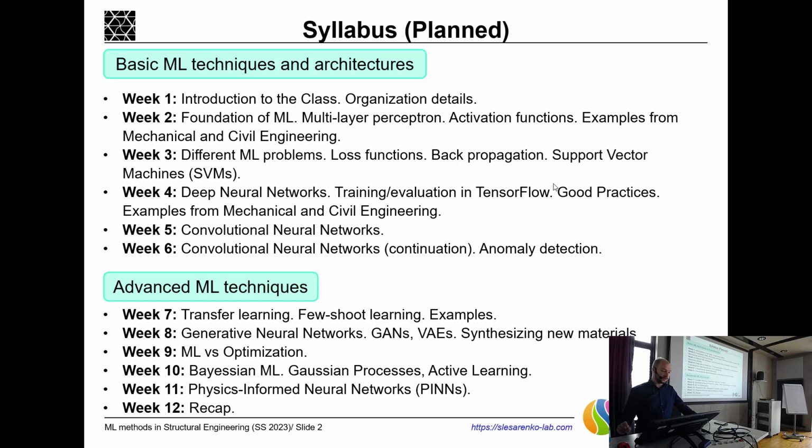Then we discussed deep neural networks and training evaluations, and convolutional neural networks, 2 lessons for them. Week 7 was the same: transfer learning, few-shot learning. Then we spoke about generative neural networks. I'm not sure if in the same order or not as planned. What changed quite a lot were weeks 9, 10, 11, because they are quite mathematically heavy. We decided, okay, we will talk a little bit more about generative neural networks. We expanded this a little bit to include diffusion, state-of-the-art problems.